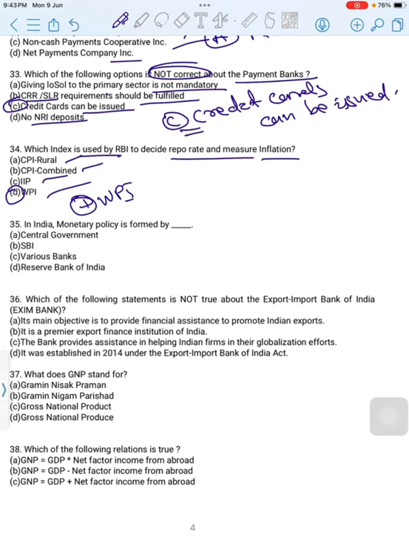What is the full form of WPI? WPI means Wholesale Price Index. Correct option is option D, WPI. Then move to next question.